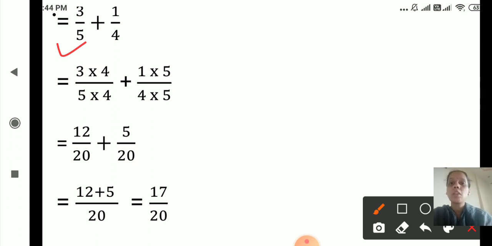First rational number you will multiply with the second rational number's denominator, that is 4, and the second rational number you will multiply with the first rational number's denominator, that is 5. So first we will write down 3 upon 5 as it is, multiply by 4, and in between a plus sign, 1 upon 4 we write as it is, multiply by 5. Okay, hope you are clear with this. This is cross multiplication, right?